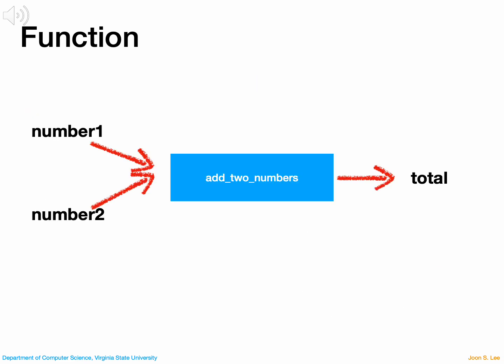Here's a simple example of how a function works. This function is called add2numbers. It takes two inputs, labeled here as number 1 and number 2. The function performs the task of adding those two numbers together. Once the calculation is done, it produces an output, the result, which we're calling total. So the process is, give the function some inputs, the function does the work inside, and then it gives back a result. This is the essence of how functions work in programming. They take input, process it, and return output.